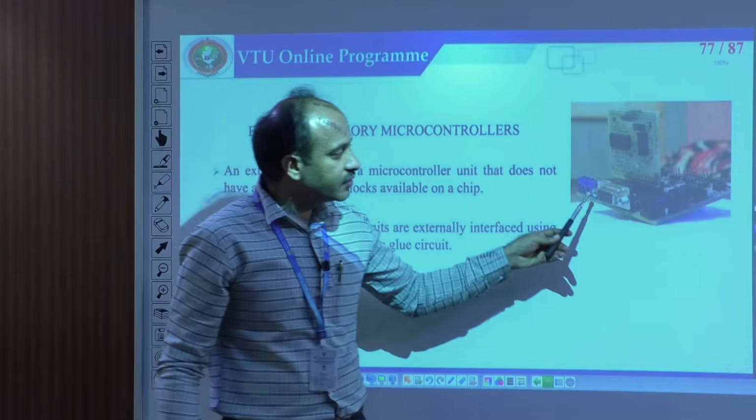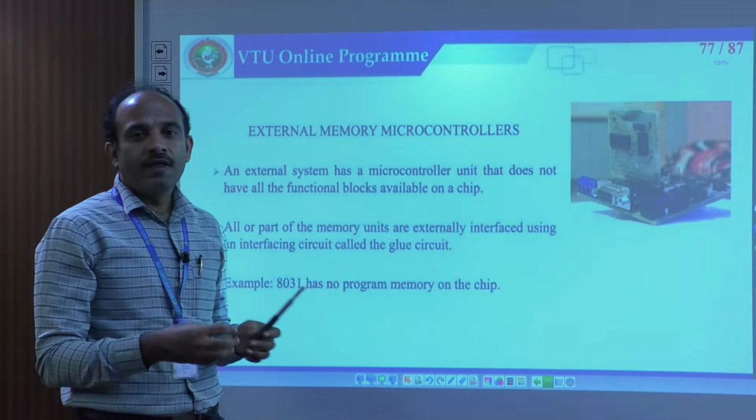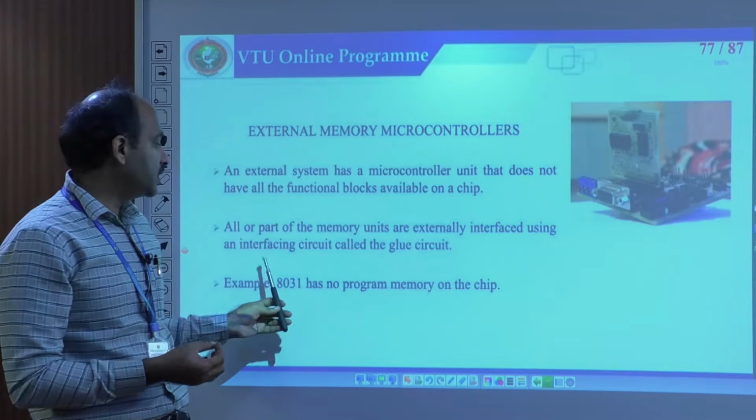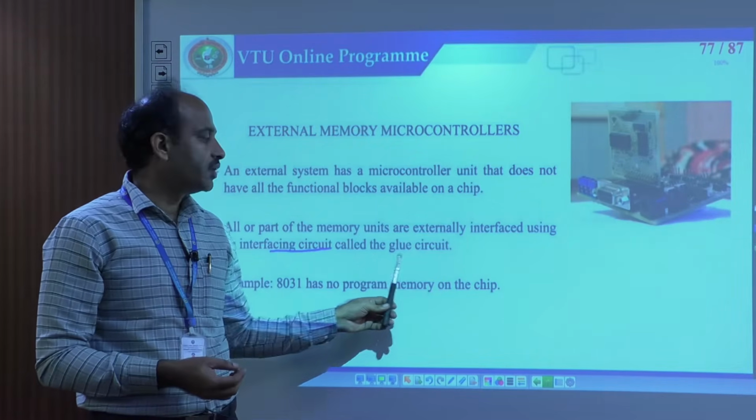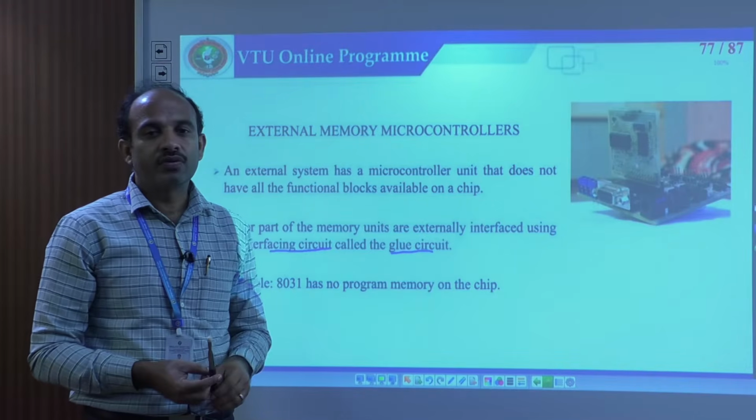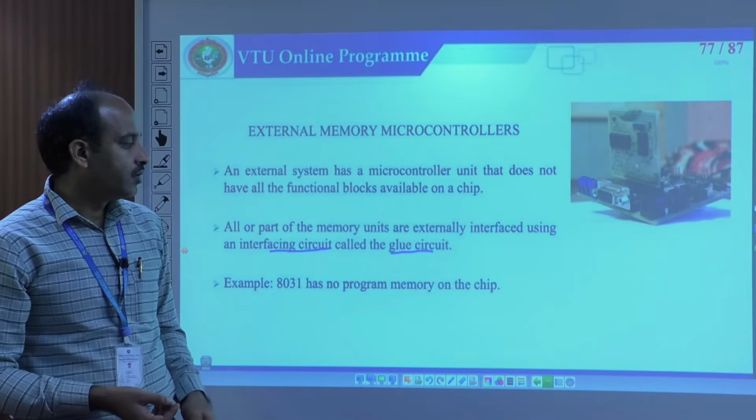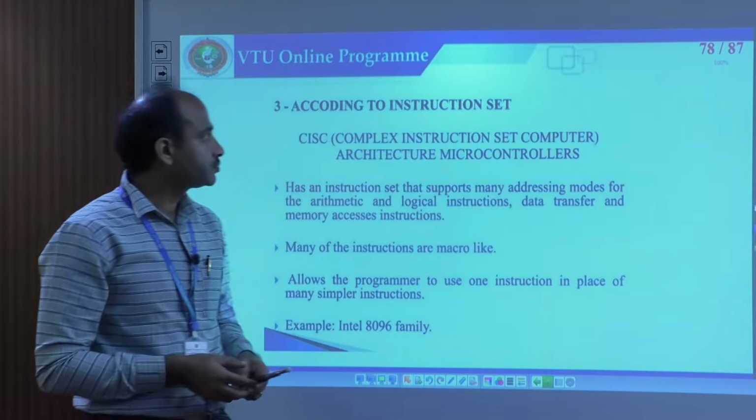Now, all the parts of the memory units are externally interfaced. You see everything is different here. All the memory units are externally interfaced by using an interfacing circuit. That interfacing circuit we call a glue circuit. An example of such an external system is the 8031. It has no program memory on the chip.